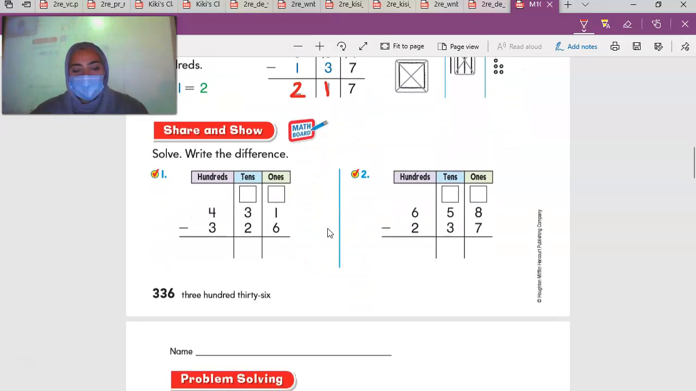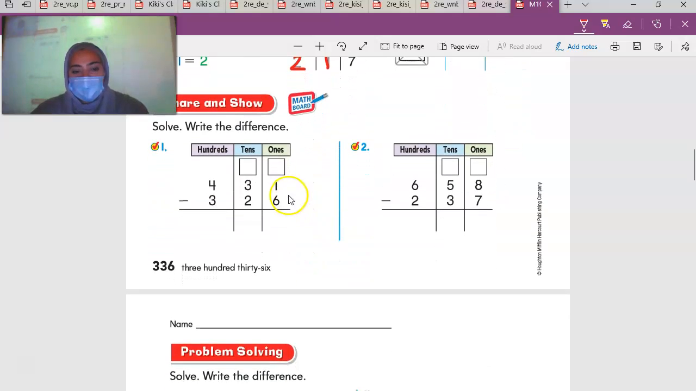All right, let's actually do a real problem now. 1 take away 6. Can we do that? No, if the top number is smaller than the bottom number, we have to regroup. The 3 becomes a 2, and the 1 becomes an 11. The reason that 3 becomes a 2 is because we took 1 ten away from the tens place, and we added it to the ones place, and 10 plus 1 is 11.